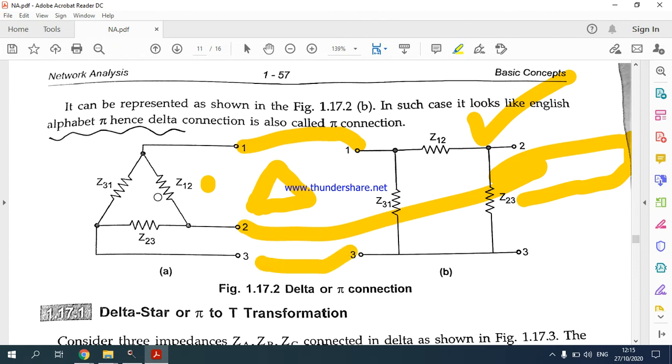Means this and this circuit, these two are one and the same. So you can call this one a delta. This looks like a delta, and you can represent this one like a pi. This is a symbol of pi.